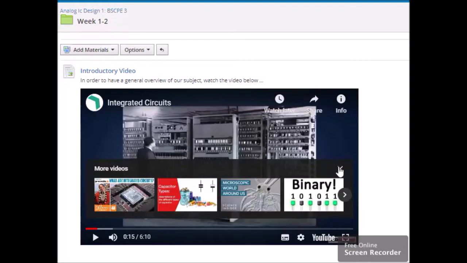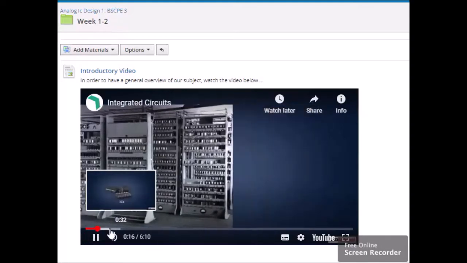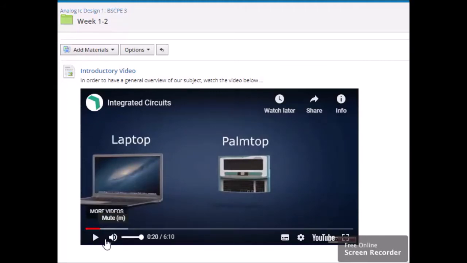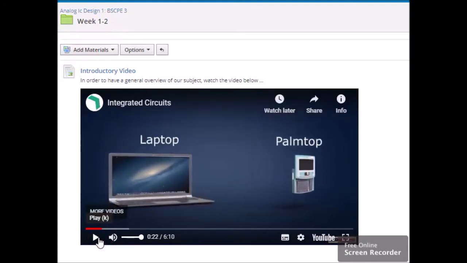Ito na yung sinasabi ko na because of the introduction of IC, yung dati na napakalalaki ng mga computers because these are made up of vacuum tubes. Yung mga computers before, yung first generation ng computer, napakalalaki nila. But nowadays, meron na tayong mga laptops, palmtops, even cell phones, made possible because of IC. You see how IC plays an important role in the miniaturization of our devices.